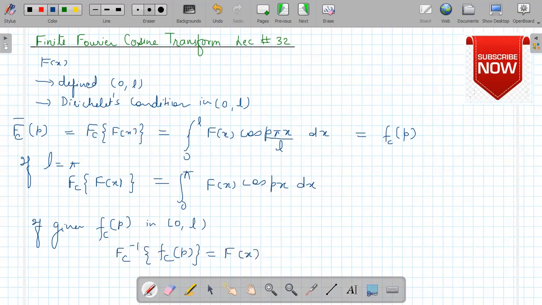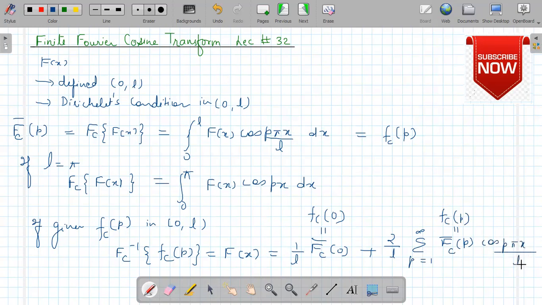f(x), and it is defined as 1 upon L Fc(0), which you can also write as Fc at 0, plus 2 upon L summation p is equal to 1 to infinity Fc bar p, which is the same as Fc(p), cos(p pi x over L).